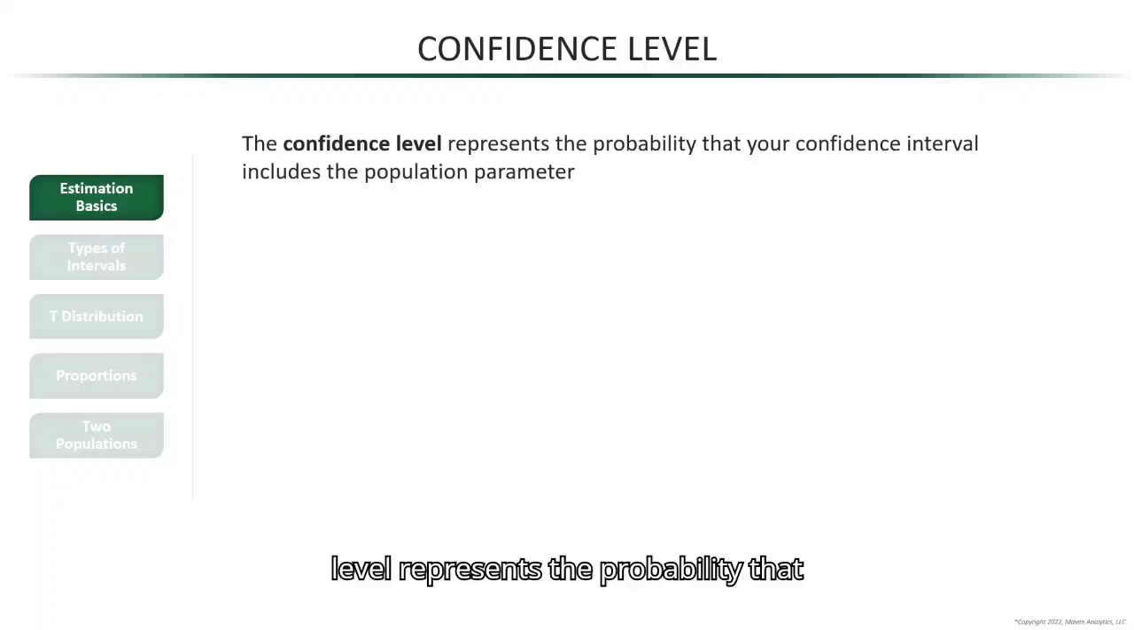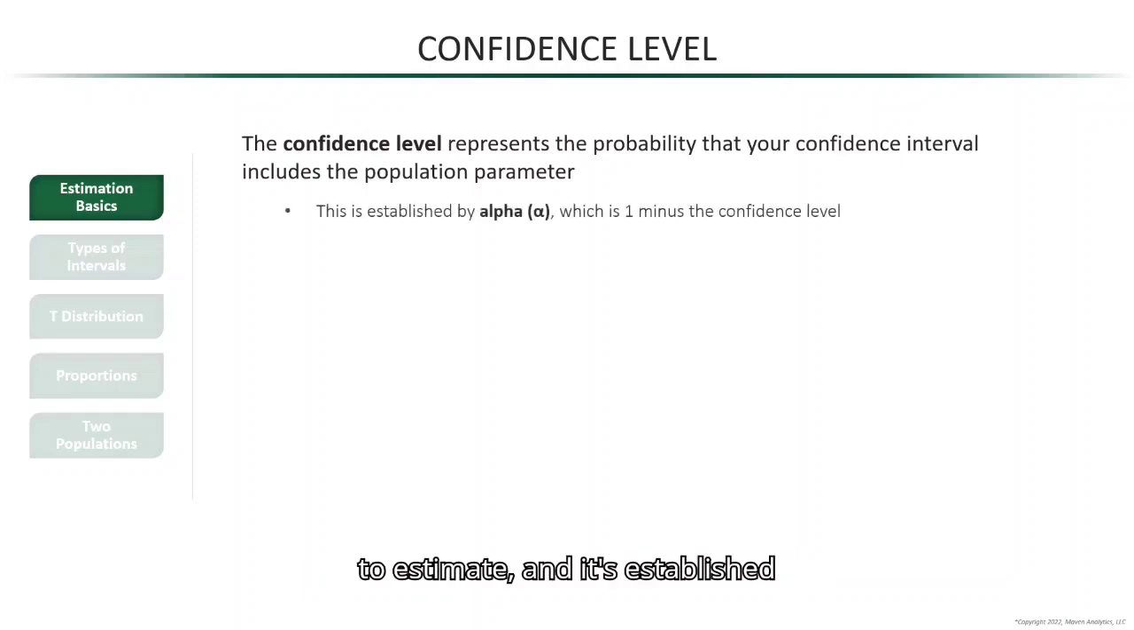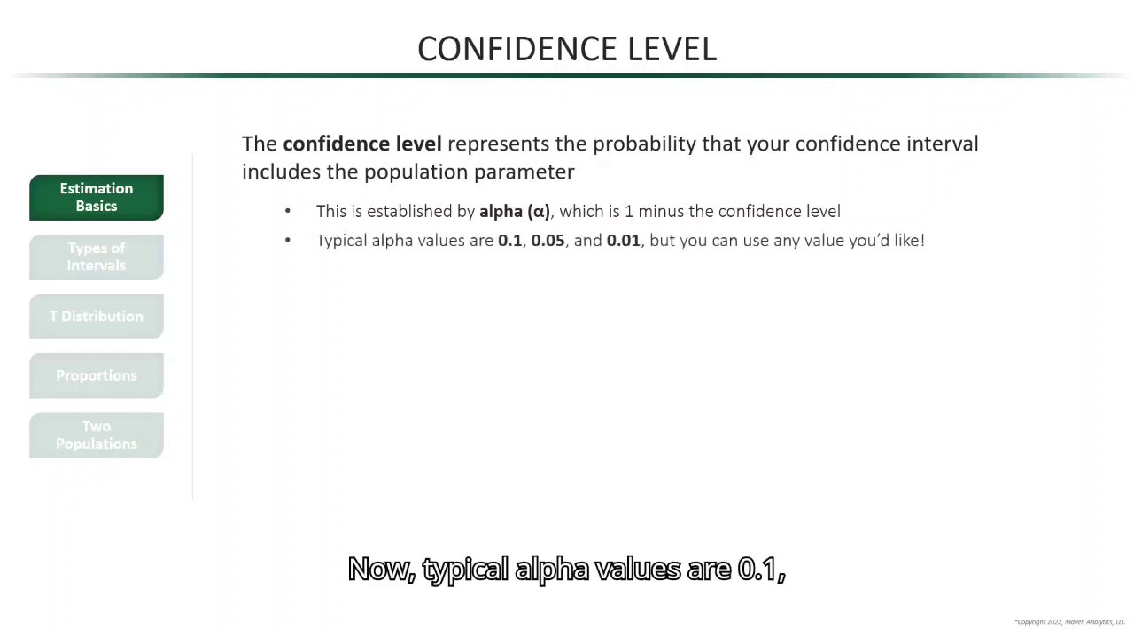Alright, let's dig a little deeper into the confidence level. The confidence level represents the probability that your confidence interval will include the population parameter that you're trying to estimate. And it's established by alpha, which is 1 or 100% minus the confidence level. Now, typical alpha values are 0.1, 0.05, and 0.01. You'll see these all over statistics textbooks and courses.